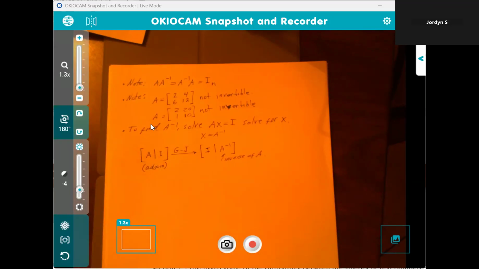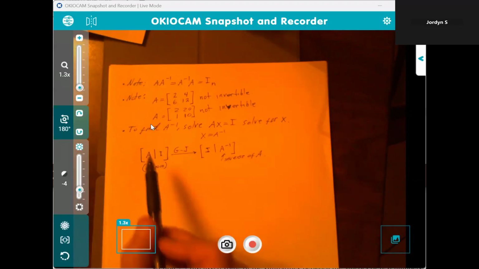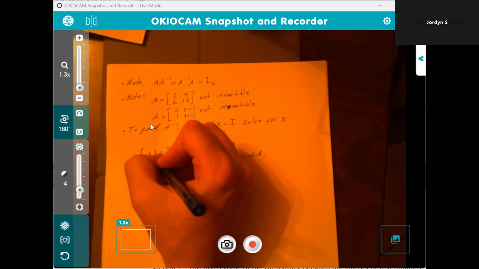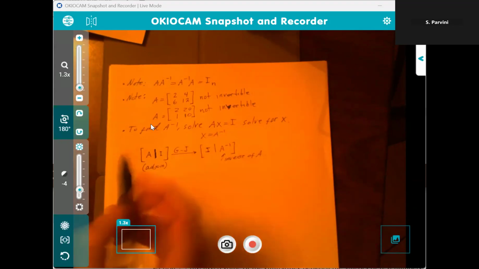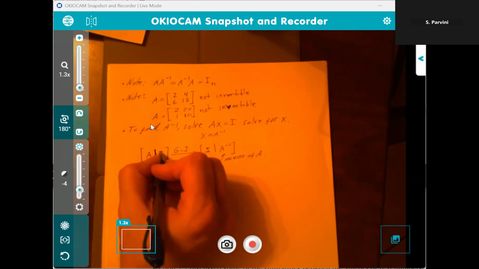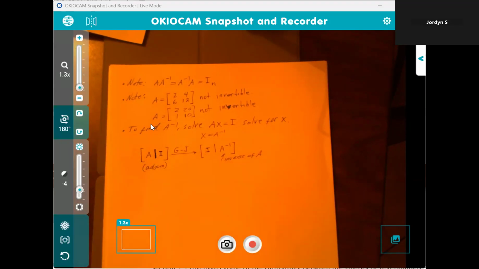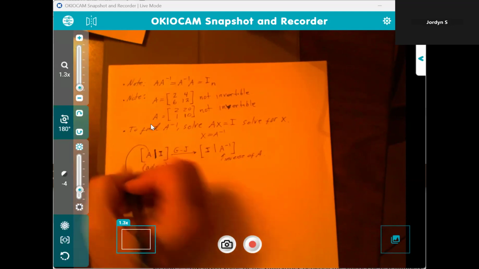I had just a quick question about that. Yes. So that line between the A and the identity matrix is the adjoin? Yeah, I'm sorry. No, it's okay. And then you were saying that the A is going to be not like the full, I don't remember what it was called.